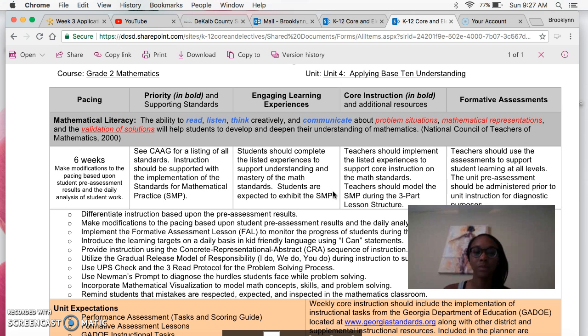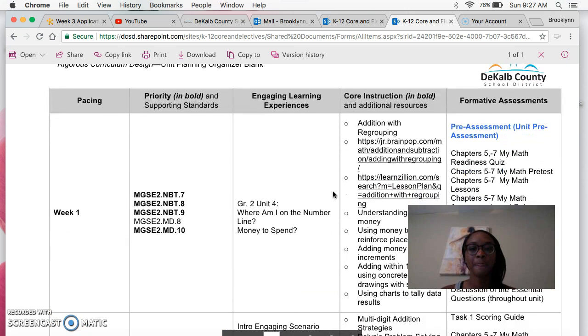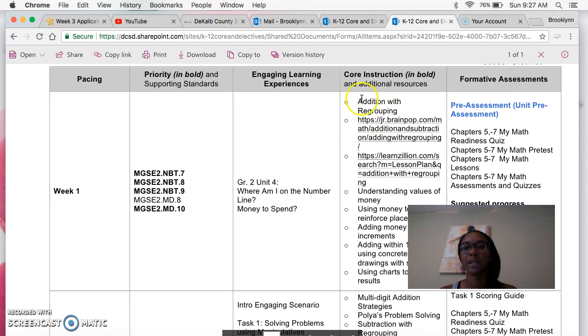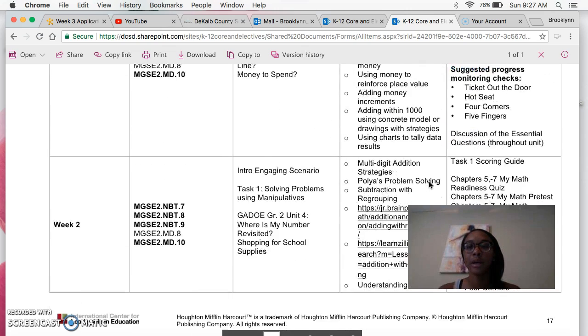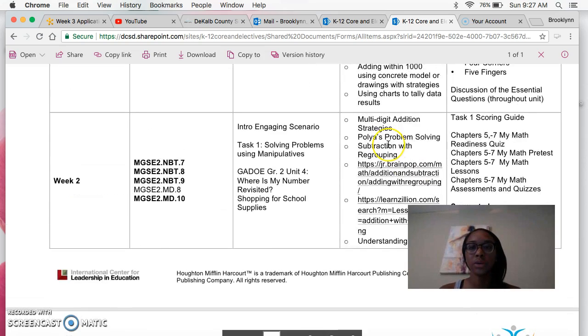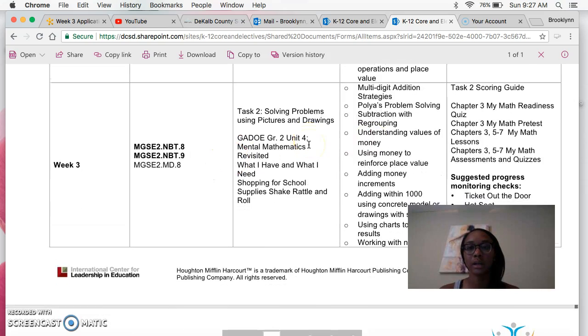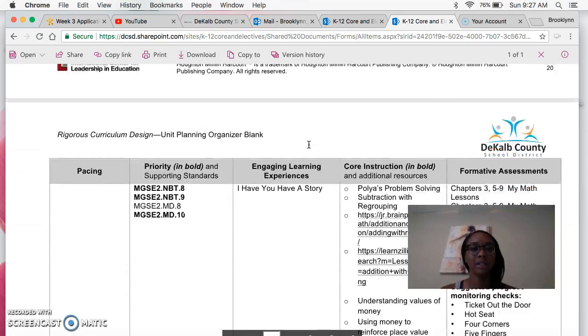So this is the weekly planner that we're given. I'm so sorry. I would pause it, but I'm afraid it won't come back up. So this is the weekly planner. And then it has each week the priority standard, which is in bold, and the supporting standard is not in bold. And it just kind of gives you resources to use. You see My Math is over here. Week 2, week 3, week 4, and week 5 and week 6.